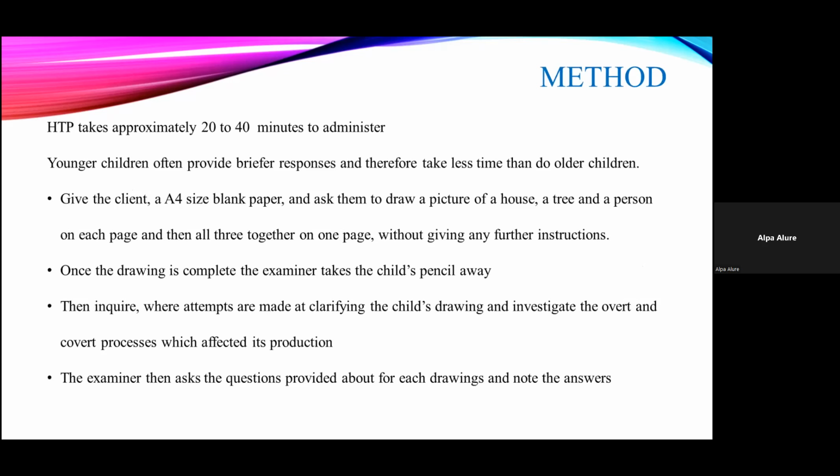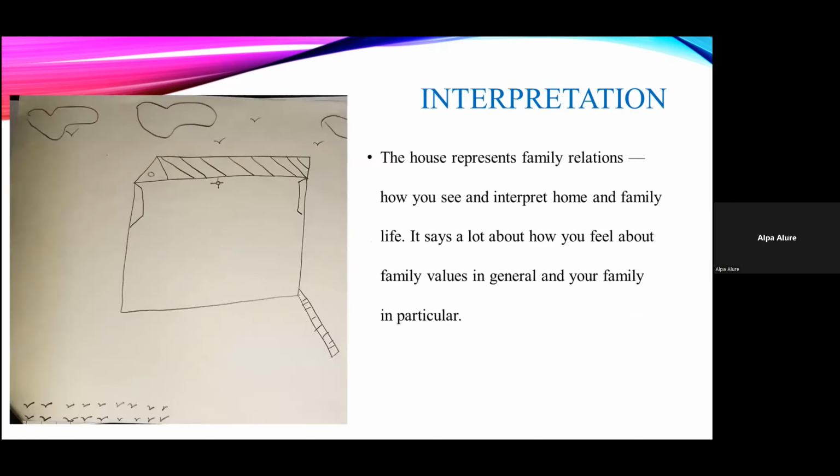So the HTP takes approximately 20 to 40 minutes to administer. The client is given an A4 size blank paper and asked to draw a picture of a house, a tree, and a person, one on each page, and then all three together on one page, without giving any further instructions. Once the drawing is complete, the examiner takes the pencil away, and then makes attempts to clarify the child's drawing and investigate the overt and the covert processes. So the examiner then asks the prepared questions for each drawing and notes the answers.